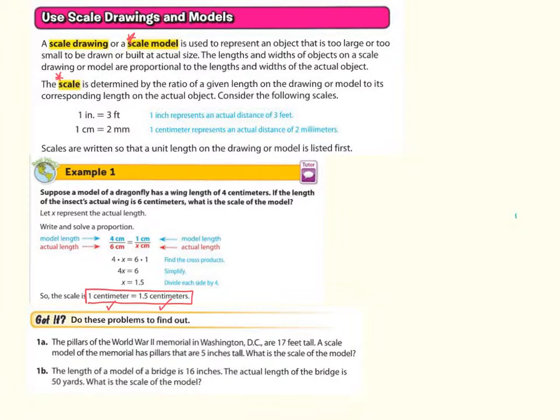So read 1A to yourself. It's talking about a World War II memorial and then the model of the memorial. So they give you the measurements of the actual size and of the model size. You just have to provide the scale which they used. Okay, so this is how we're going to set it up. You've got the actual size and you've got the model size. So I'm going to put the actual size on top. I'm going to put the model size on the bottom.